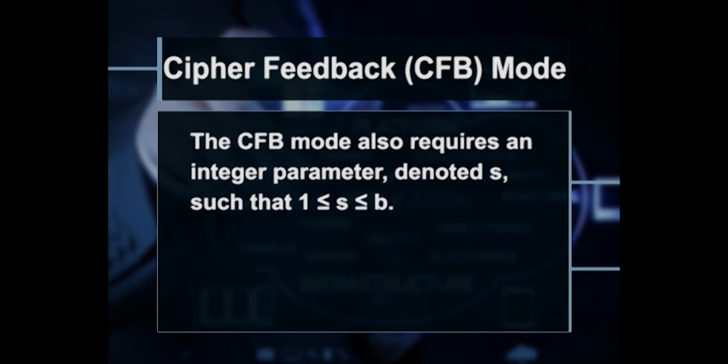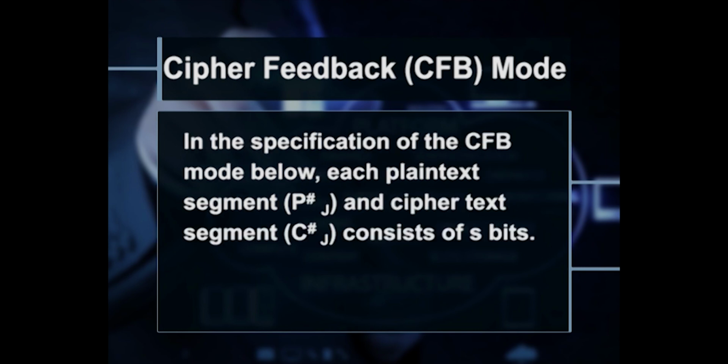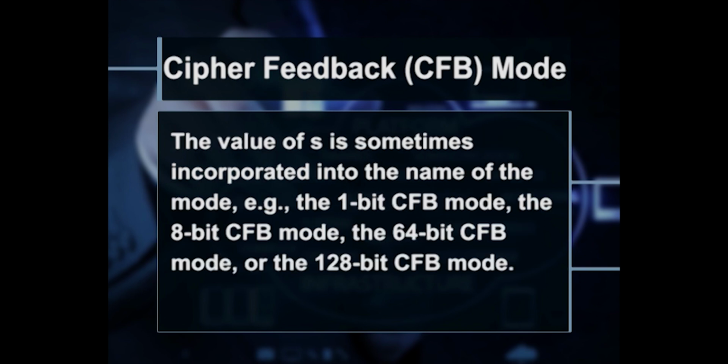The CFB mode also requires an integer parameter denoted S such that S is within 1 and B. In this specification of the CFB mode below, each plaintext segment and ciphertext segment consists of S bits. The value of S is sometimes incorporated into the name of the mode. For example, the 1-bit CFB mode, the 8-bit CFB mode, the 64-bit CFB mode, or the 128-bit CFB mode.